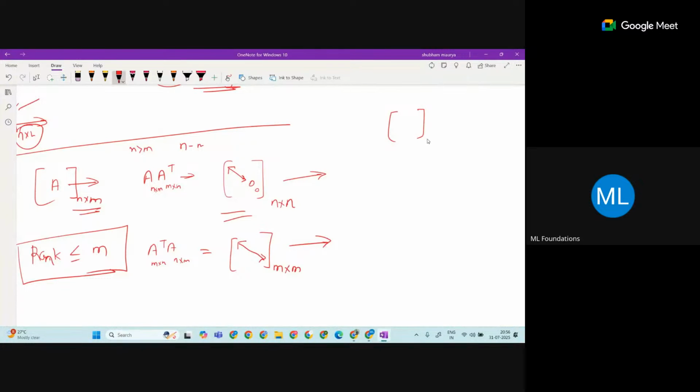If you have a matrix of, let's say, 3 cross 5 and you find its rank, then you cannot say the rank of this matrix is 4 or 5. It never will be. It is going to be the lesser order. Here the rank of this matrix A is always less than or equal to 3. This is just a theorem. You can always remember it.